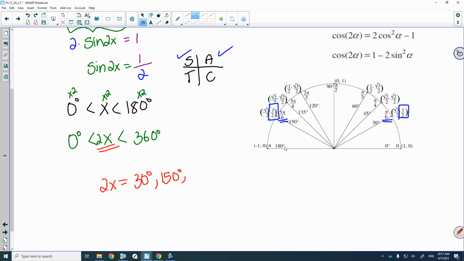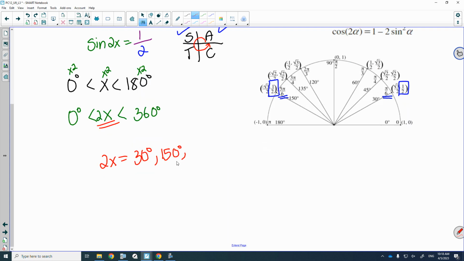Would I add 360 to each of those, or no? Because I would be outside of this domain from 0 to 360. This is only once around the circle, and I've already got my 2 solutions once around the circle, right? It was 30 degrees and it was 150, but now I got to get x. So I divide this by 2, this by 2, and this by 2. X is equal to 15 degrees, and 150 divided by 2 is 75 degrees.